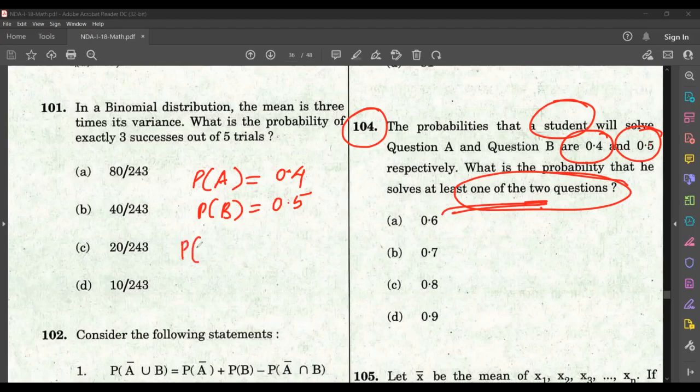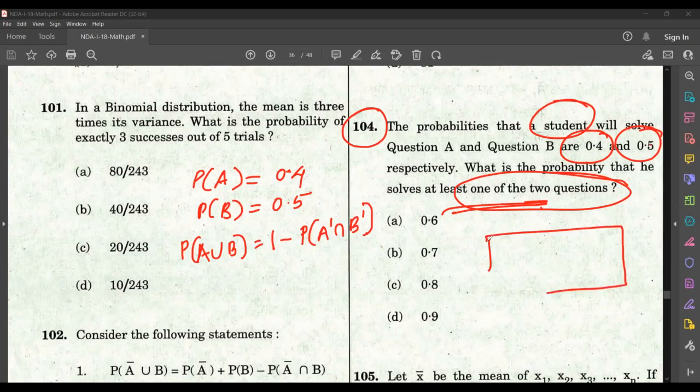The probability that he solves at least one of the two questions means it is P of A union B, isn't it? So that is nothing but 1 minus P of A complement intersection B complement.